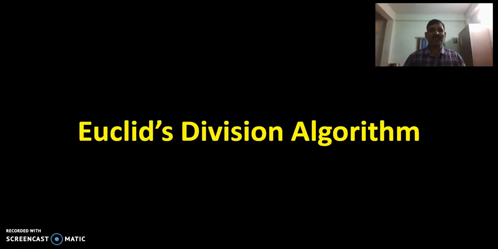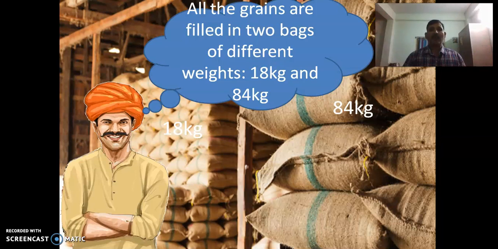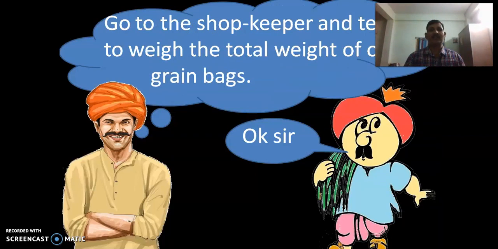Hello students, today we are going to discuss Euclid's division algorithm. Okay, now a farmer is thinking like this. All the grains are filled in two types of bags. They are of two different weights. One is 18 kg and the other is 84 kg.